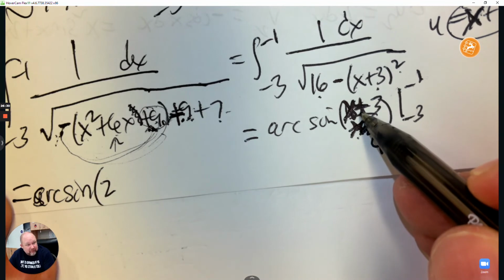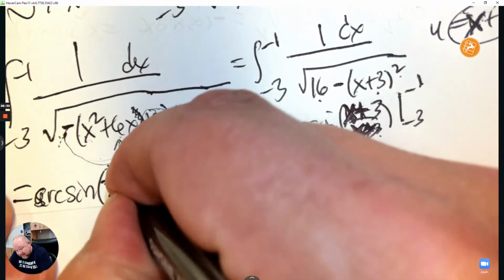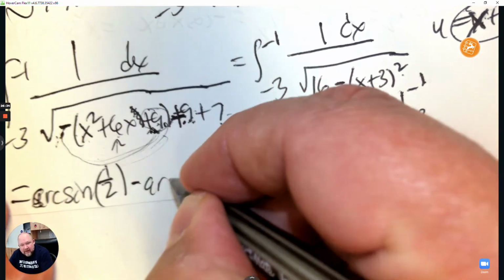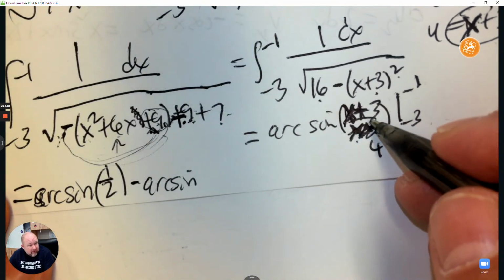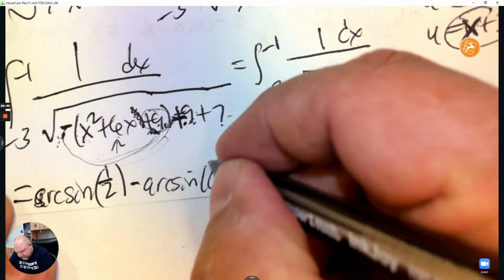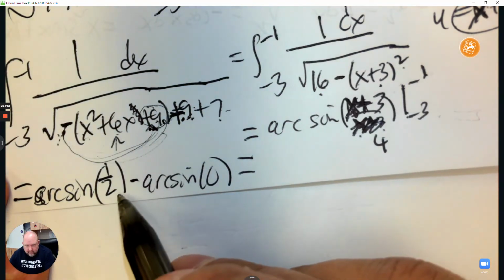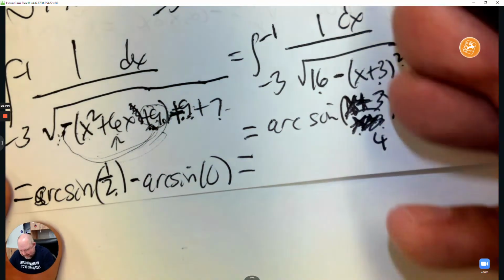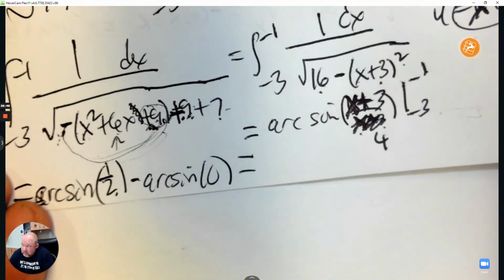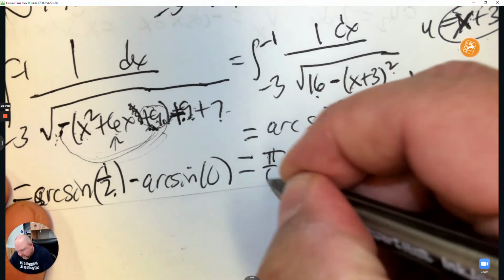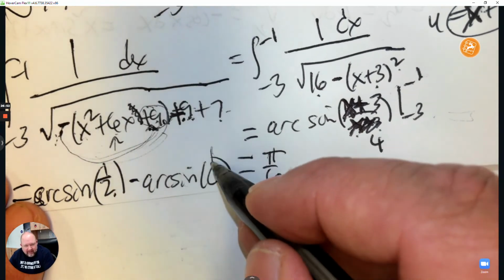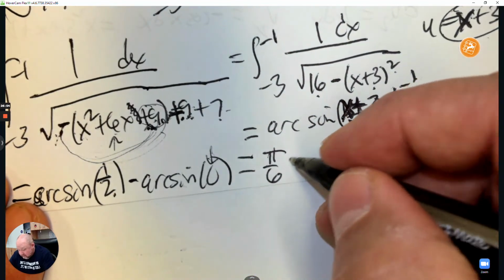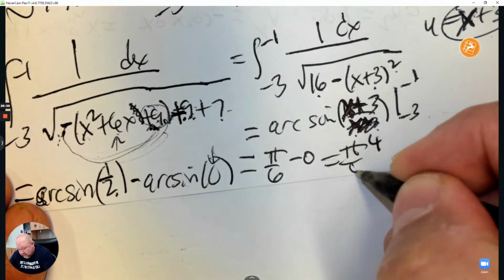Negative 1 plus 3 is 2 over 4. That's 1/2. That I do have an angle for. Subtract arcsine. Plug in negative 3. Negative 3 plus 3 is 0 over 4, which is 0. So at what angle is the y value on the unit circle 1/2? That's at pi over 6. And then the value of where at angle 0, the y value is 0. So this answer is just pi over 6.